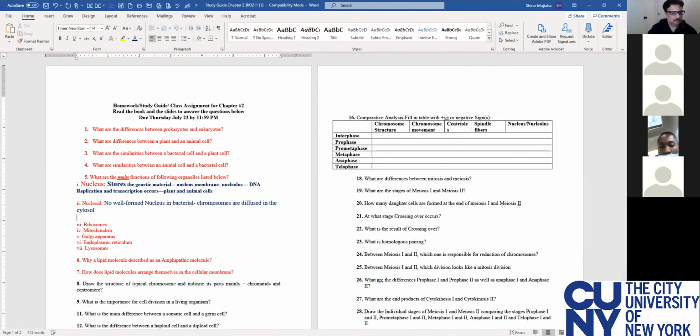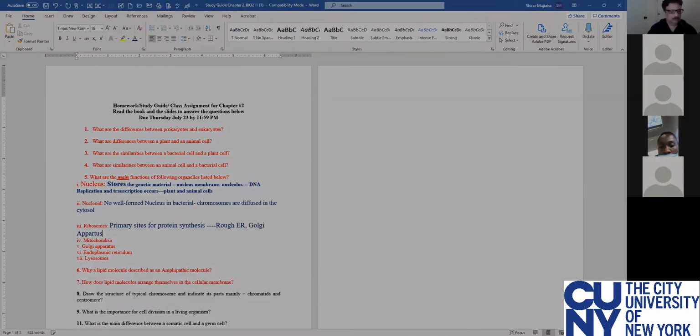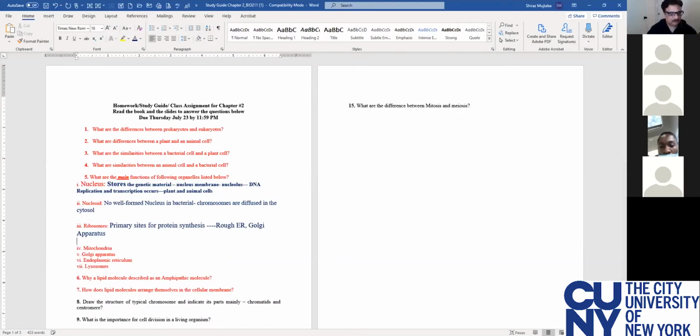So now, what is the function of ribosomes? Ribosomes are the primary sites for protein synthesis. And what I would like to remind the class is that I use the word primary, but there are some other organelles where protein synthesis or protein transport occurs, and those are rough endoplasmic reticulum where protein transport occurs, and protein modification also occurs in the Golgi apparatus. But the primary site of protein synthesis is the ribosome.